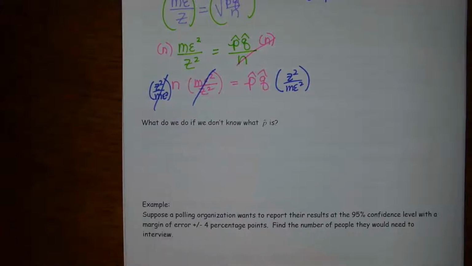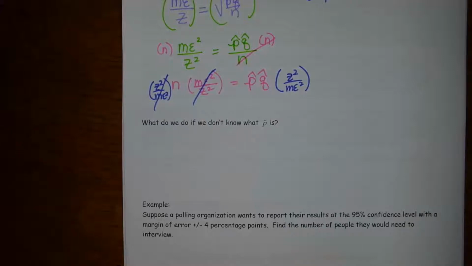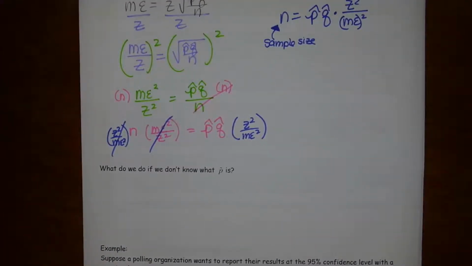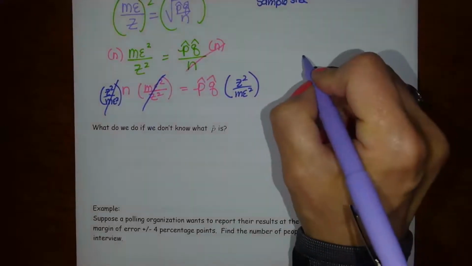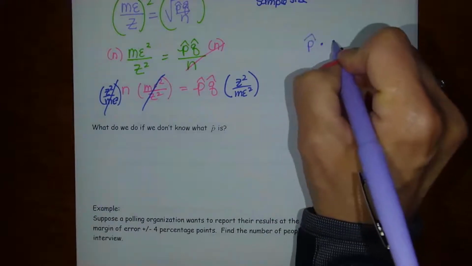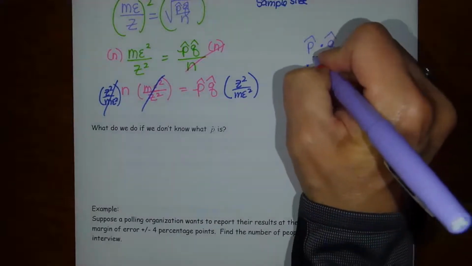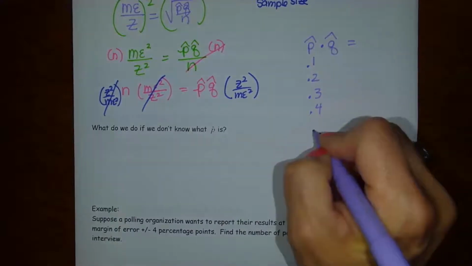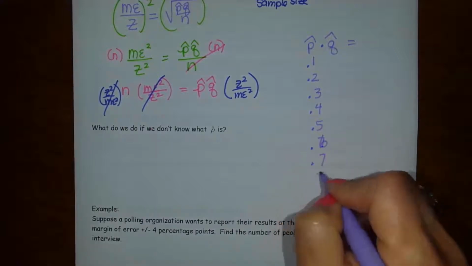Now, what if we don't know what p hat is? We can still do problems even if they don't tell us what p hat is, right? So I'm going to have you try something, and I'm going to have you tell me what you think we're going to use for p hat if p hat's unknown. So let's do p hat times q hat and get an answer. Let's say I gave you a p of 0.1. I'm going to have you type these in and try them. And it's going to become apparent which one we're going to use as we go through these.